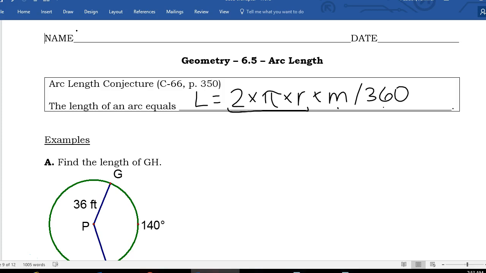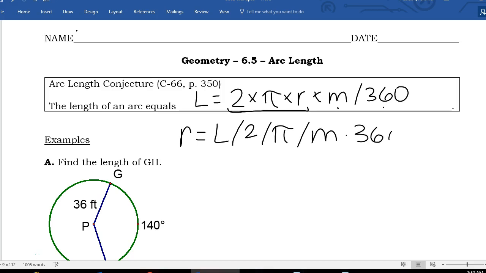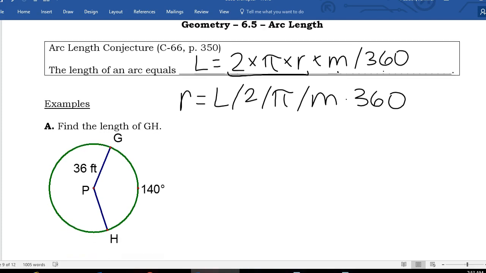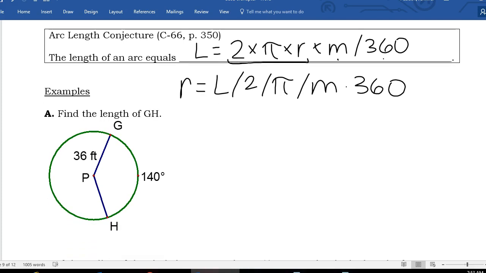I'm going to also write this formula backwards in case we want to find the radius. We would start with the length and just undo everything. So I'm going to divide it by 2, divide it by pi, divide it by the measure, multiply it by 360. We skip radius because that's what we're solving for, and we do every other operation the opposite. So either finding the length, which would be how long an arc is, or the radius of a circle going backwards. We're going to plug some values in some formulas and make sure we know how to use them.